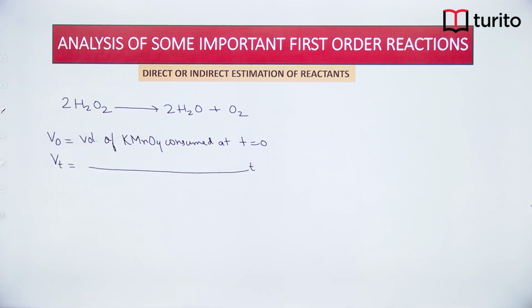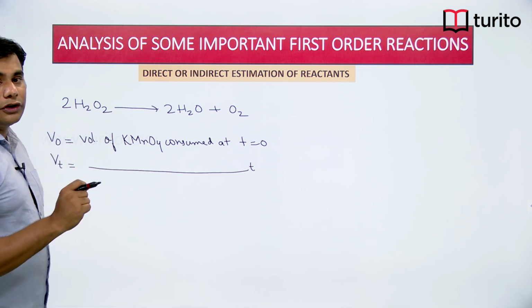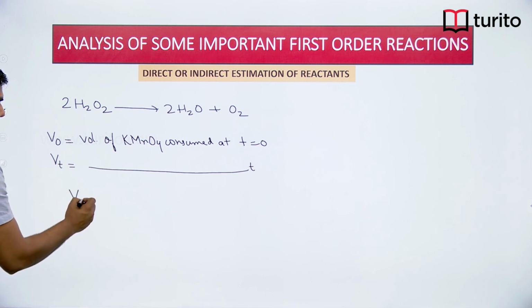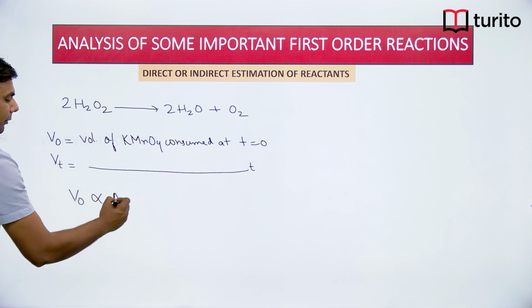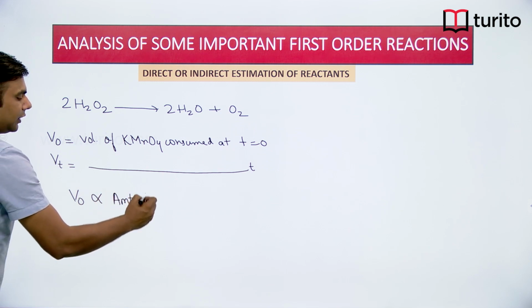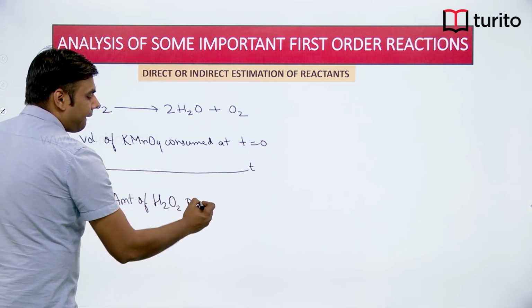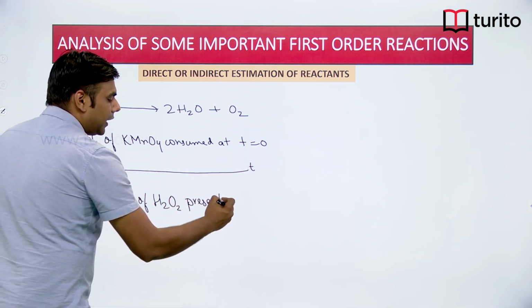So, at time t equals to 0, only H2O2 was present in the solution. Whatever volume of KMnO4 we are using, it will titrate the entire H2O2. So that volume would correspond to the initial concentration of H2O2. We will say that volume V0 is proportional to the amount of H2O2 present. So, this is basically our A0.